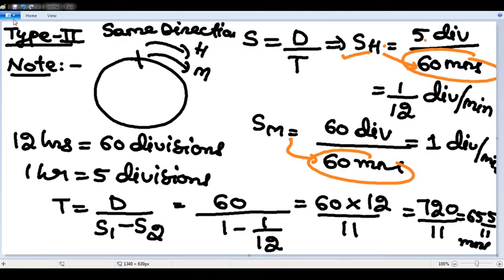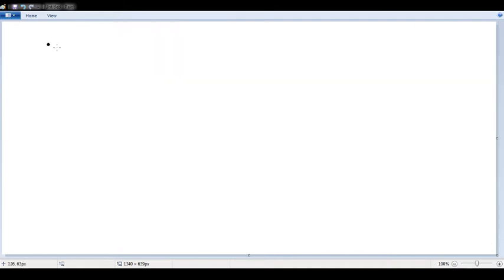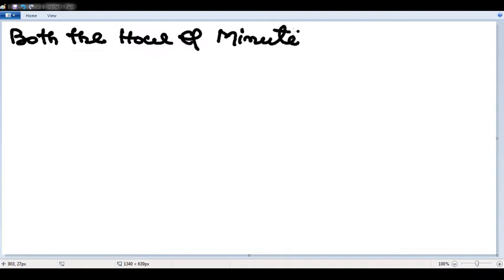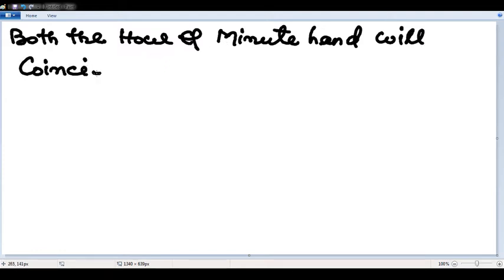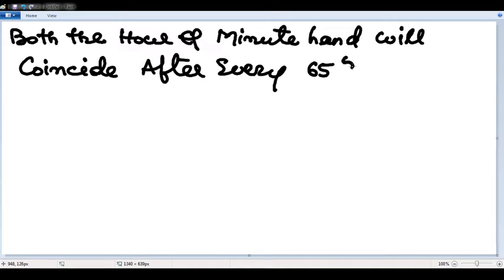Very important point. Please write down. Both the hour hand and minute hand will coincide after every 65 5 by 11 minutes. Listen carefully. Both the hour hand and minutes hand will coincide after every 65 5 by 11 minutes.